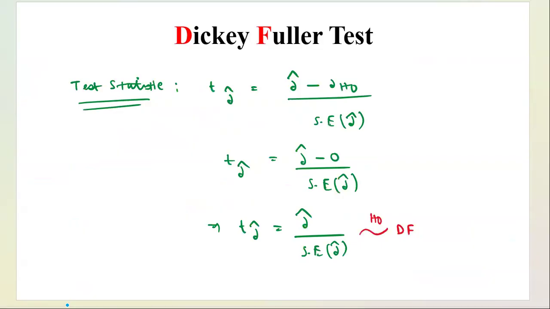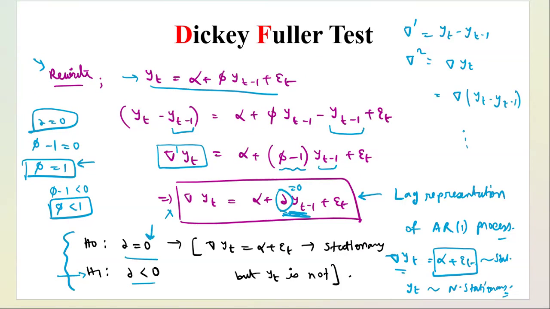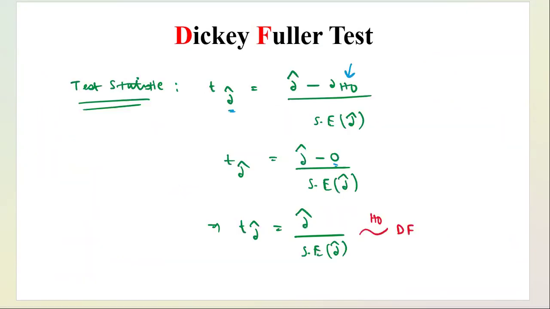Now, how do you define the test statistic? Again, the same thing. The test statistic will be defined on delta cap. So you have delta cap minus the delta value under H naught, upon the standard error of delta cap. Delta cap can be found using the OLS method. Now replace the delta value under H naught. The delta value under the null hypothesis is 0. Now, the test statistic is always defined assuming that the null hypothesis is true. This is something you need to remember. So if you put 0 here, it becomes delta cap upon the standard error of delta cap, which under H naught follows the Dickey Fuller distribution.